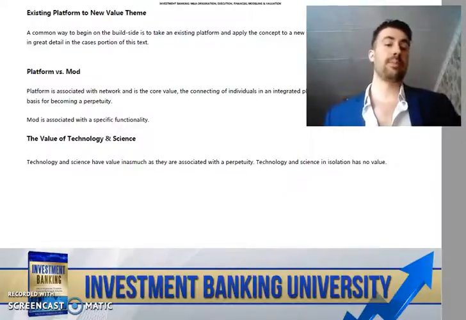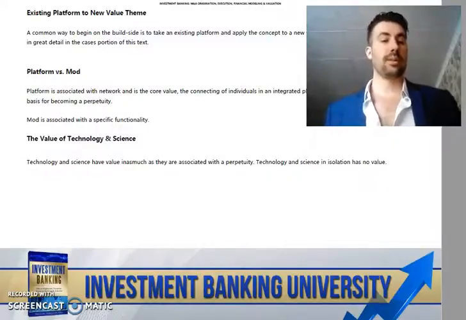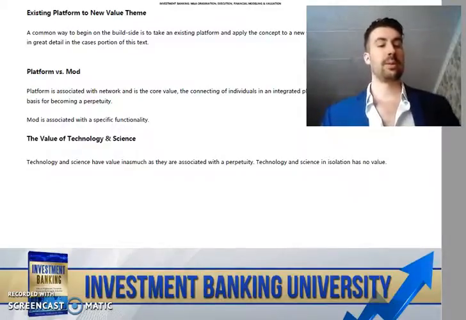So a common way to begin on the build side is to take an existing platform and apply the concept to a new value theme. And we're going to discuss this in great detail in the cases, as I just mentioned.